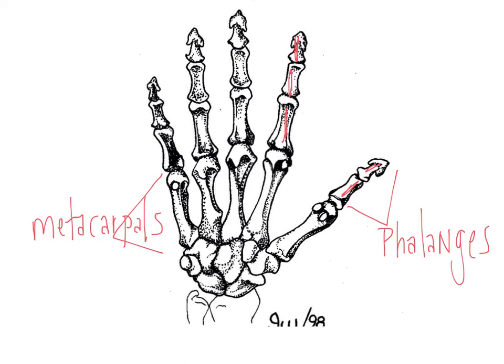And remember your radius, we can even squeeze this in here. Remember your radius is always thumb side, and then your ulna is just the other one. Okay, so remember those. I don't know that I have enough space to put this on the video, but please take a look at this.